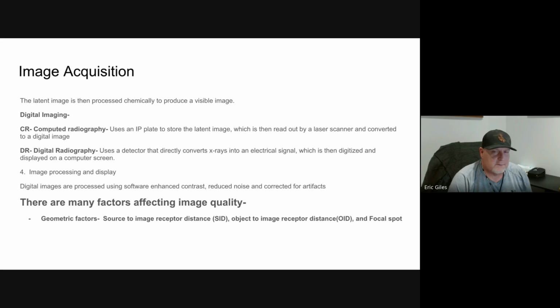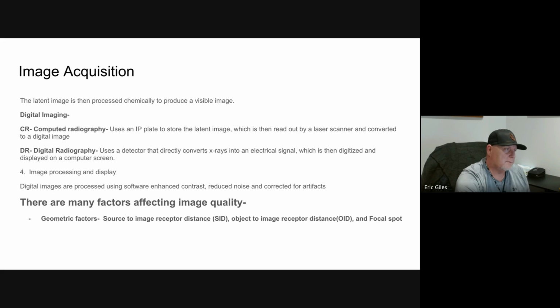So let's talk about some factors that affect image quality. There's a lot of them. So geometric factors, meaning source to image receptor distance, the distance from the actual X-ray tube to the image receptor. Okay. Object to image receptor distance, OID, this is the space between the body and the IR. Okay, that's OID. And if you have too much OID, you're going to actually have some magnification or some distortion of your picture.